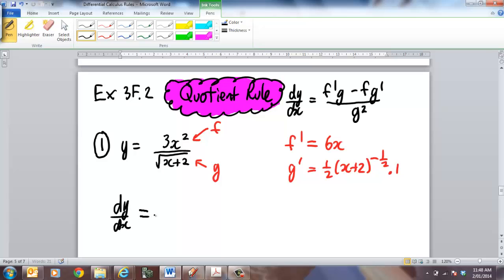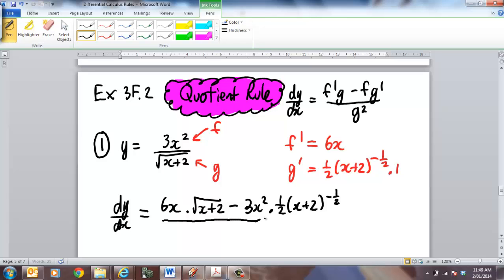Alright, so keeping that calculation in mind, when I start doing my dy dx, it's going to be my f dashed. My f dash is going to be 6x times by my g. My g is simply x plus 2. And then I've got to take f. Now my f function is 3x squared times by my g dashed. That's going to be simply a half x plus 2 to the minus a half. Now I suggest probably not simplifying this as you're going, and then that's all over g squared.